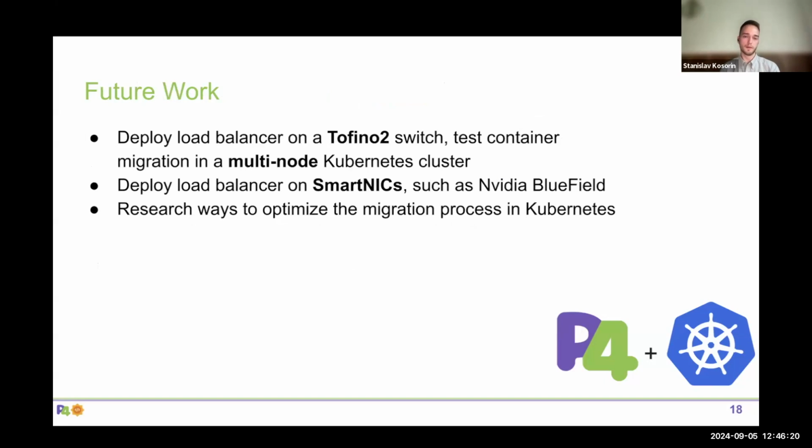Firstly, to deploy the load balancer on a Tofino switch, for example, or on a SmartNIC, which would allow us to realistically do load balancing and this updating of the routing tables on a multi-node Kubernetes cluster, on an actual bare metal cluster, right? And then, as you probably noticed, the migration process is very lengthy, and it takes a lot of time to create an OCI image, to push it to a registry, and to pull that again, and so on. So this process definitely needs to be optimized for live migration.